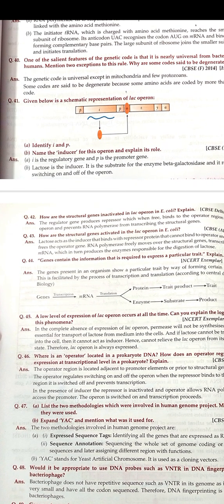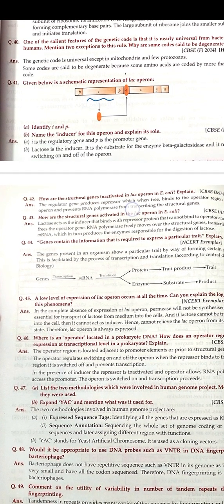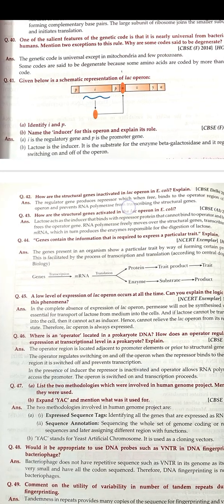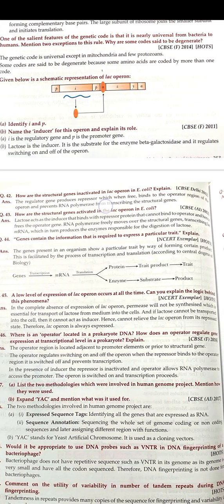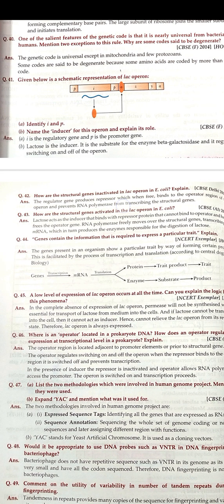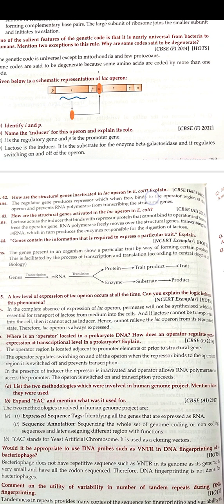Now, next question number 40. One of the salient features of the genetic code is that it is nearly universal from bacteria to humans. Mention two exceptions to this rule. Why are some codons said to be degenerate? This question was asked in the CBSE exam 2014. So very good question.